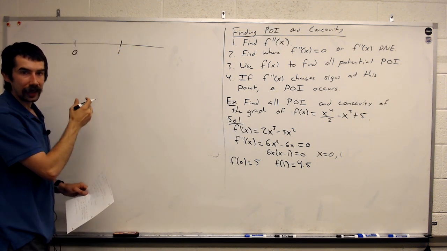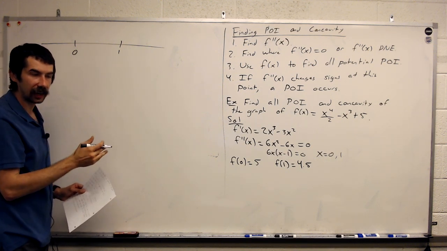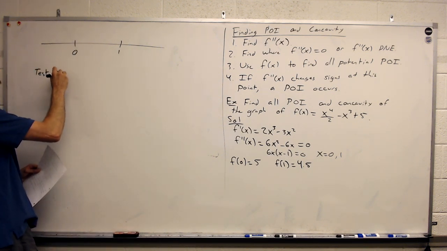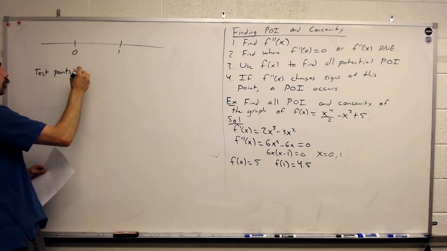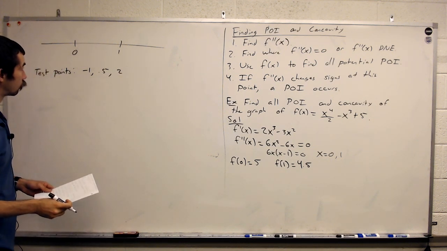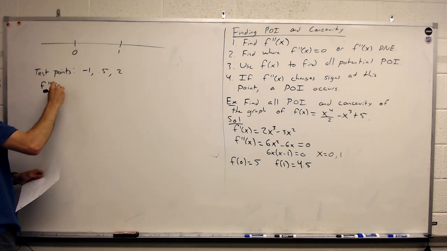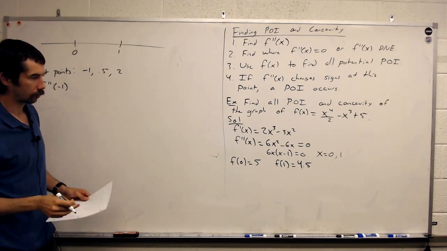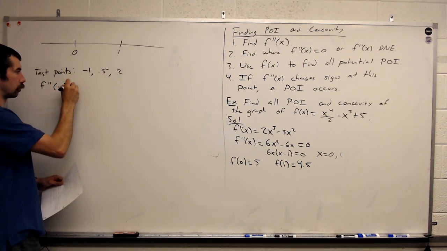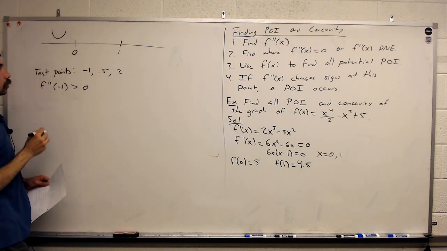We're going to take a test point in each of these intervals and check, is our second derivative positive or negative at each of these intervals. Our test points could be -1, 0.5, and 2. f double prime of -1: that's a negative times a negative, which is positive. So on this interval, we're concave up.